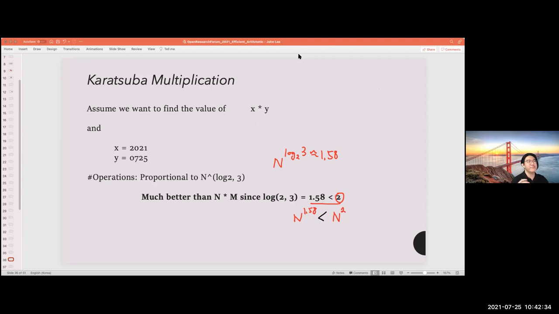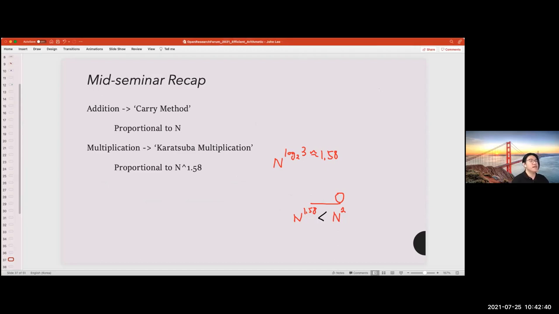But you'll see that there are even more techniques. Things get even faster and faster. And so let's go. But before I do that, I'm going to do a quick mid-seminar recap. We talked about addition. The carry method was the most efficient. We see that the number of operations needed to add two numbers together is proportional to n, where n is the number of digits. And for multiplication, the method I talked about now is the Karatsuba multiplication, and this makes it so that the number of operations that you need is proportional to n to the power of 1.58.